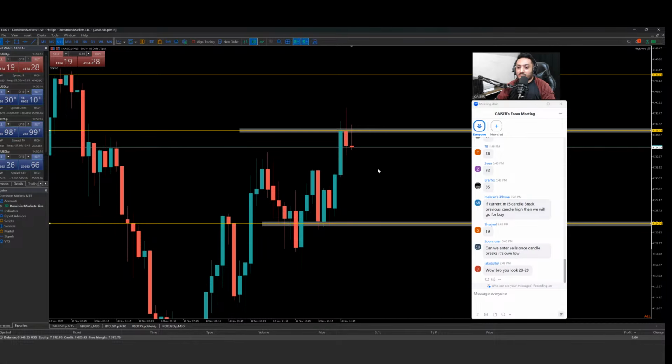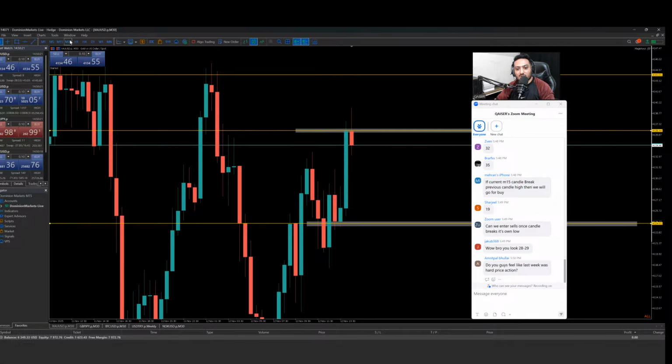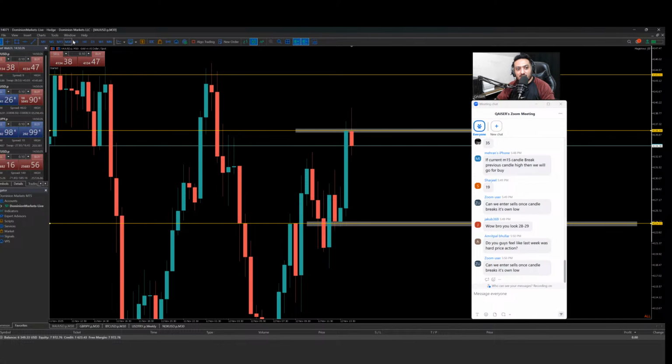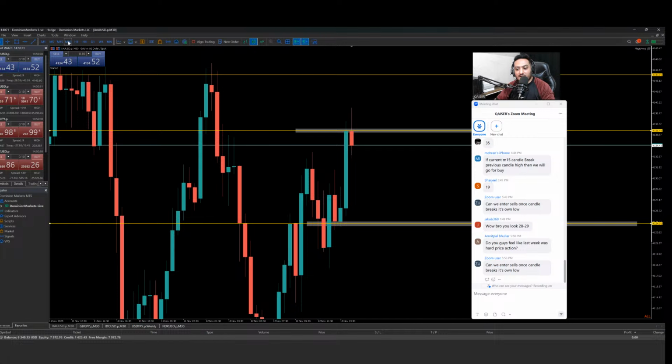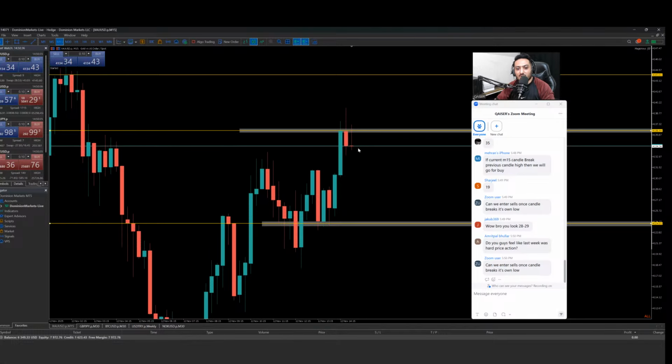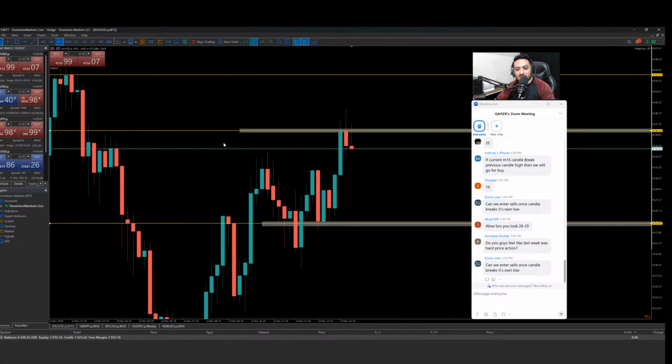Okay, if the current M15 breaks the previous candle high, then we will go for a buy. Let's see. I'm just waiting right now. I'm going to wait for this 30-minute candle to close, and it's the opening of NY also within 10 minutes. So it's very important to see how this candle is about to close. Might be I'm going to go for the sells. So I'm not executing a buy or sell using the 50-minute. I'm waiting for this H1 to close, and then I will take the decision.